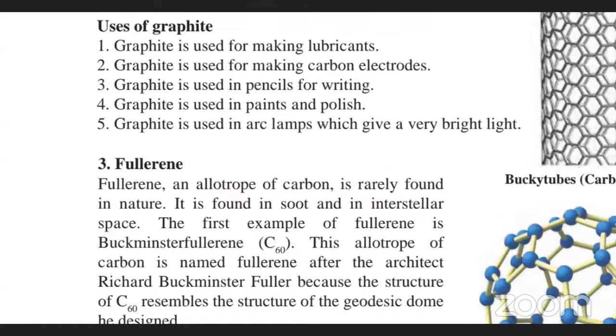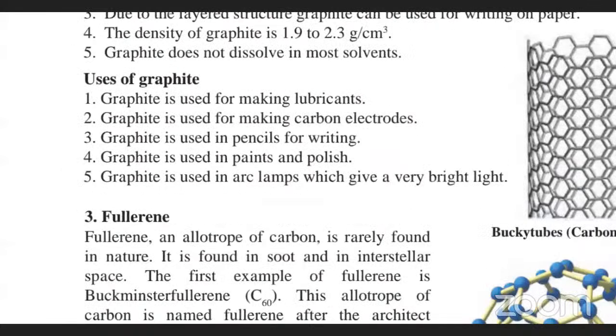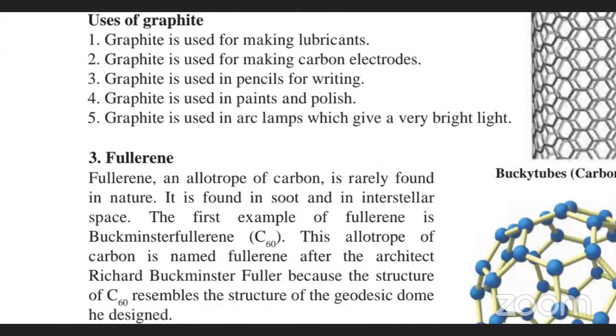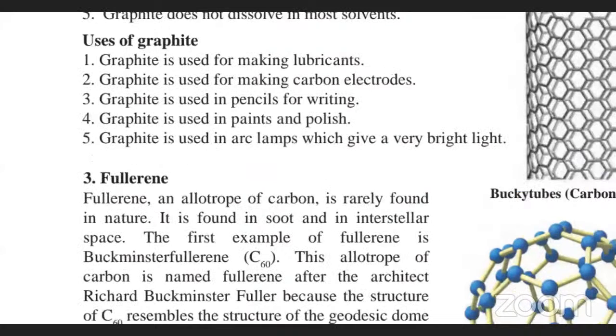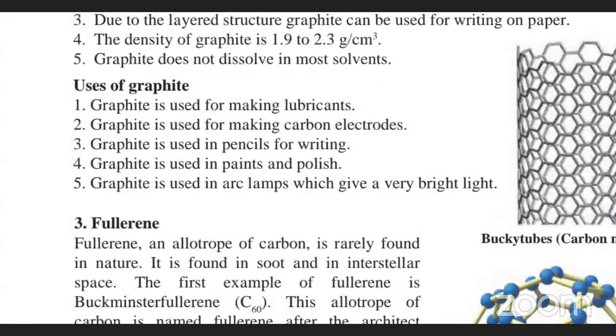Now these carbon electrodes are used in electrolysis, which is a type of chemical method for production of compounds. For that, carbon electrodes are used. Electrodes means carbon will be present in the form of rods. Carbon is made into rods and dipped into the electrolyte.